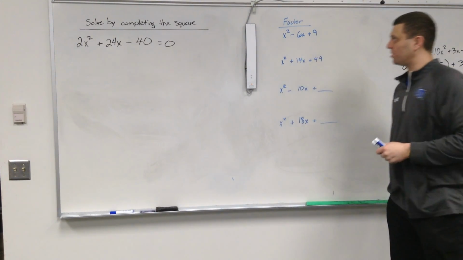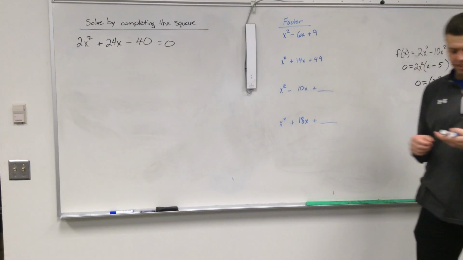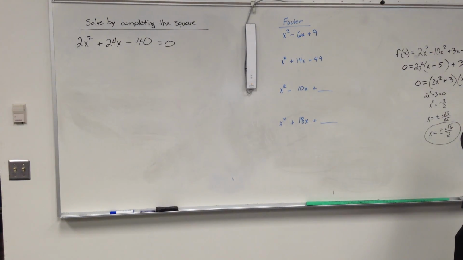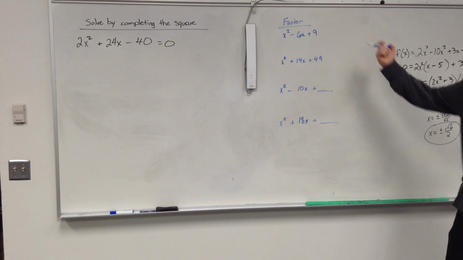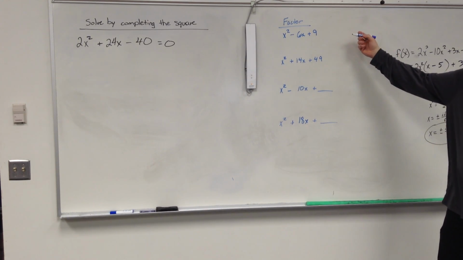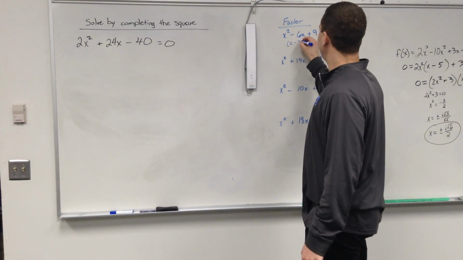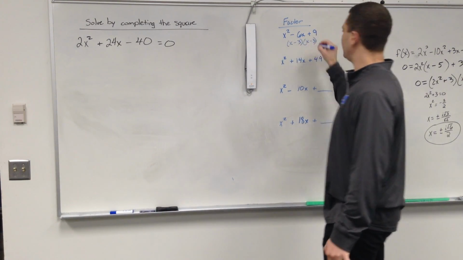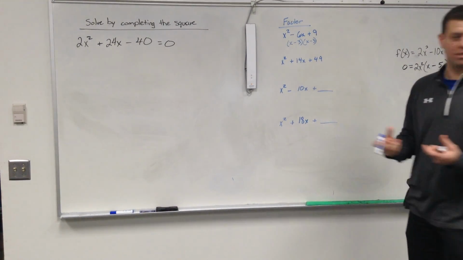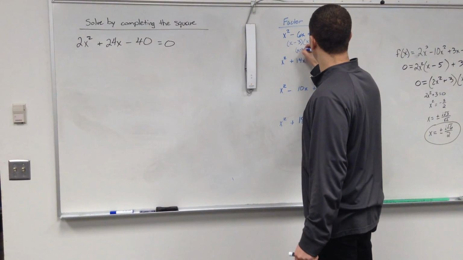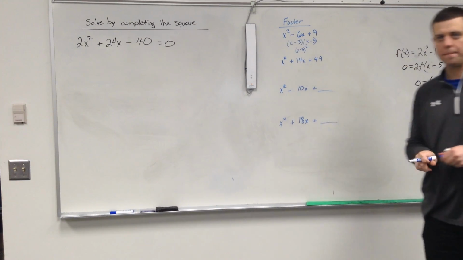If I asked you to factor this trinomial, x squared minus 6x plus 9, what would the two factors be? x minus 3, x minus 3, which means you could write it as x minus 3 quantity squared, right? Everybody with me on that?